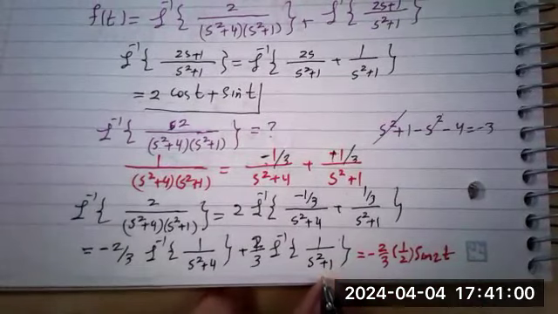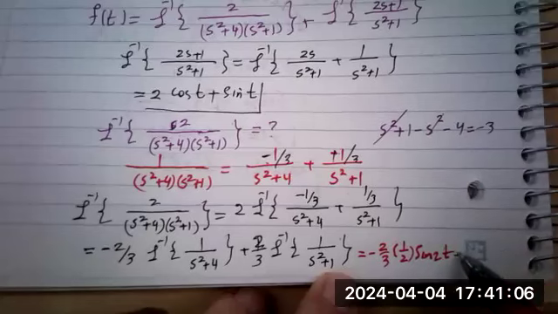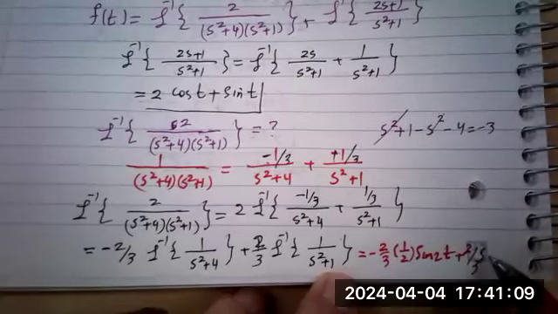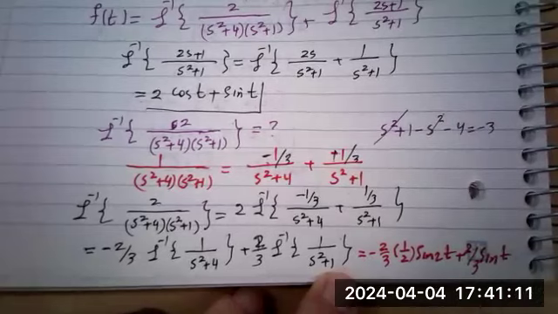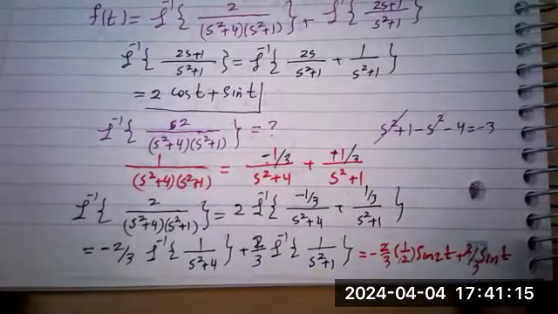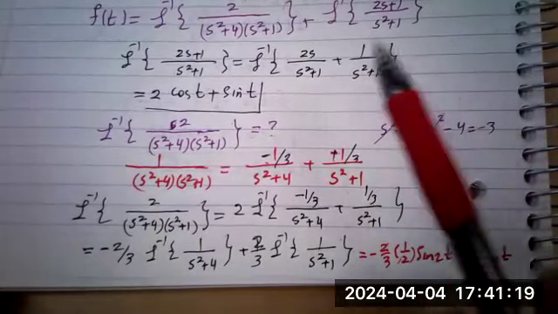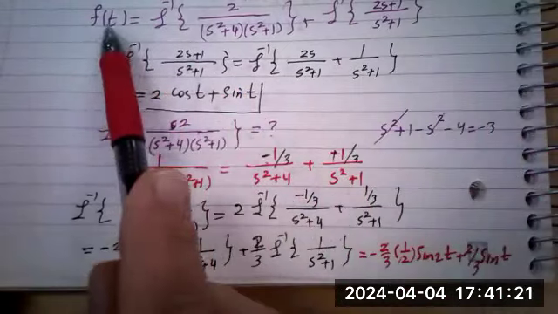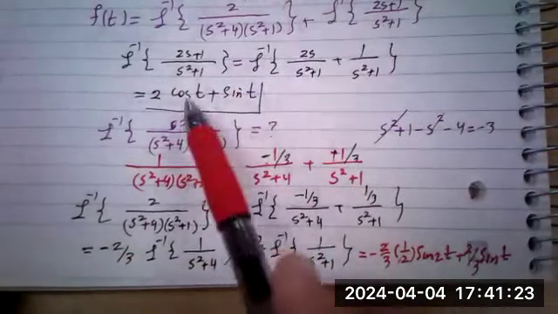For the second one, I don't need anything because this is 1 over s squared plus 1, that gives sine of t. So it's going to be plus 2/3 sine of t. So these 2 and 2 would cancel out, and eventually we get negative 1/3. Now we have to put them together, remember, to get the final answer. This f of t was the sum of these 2 together.